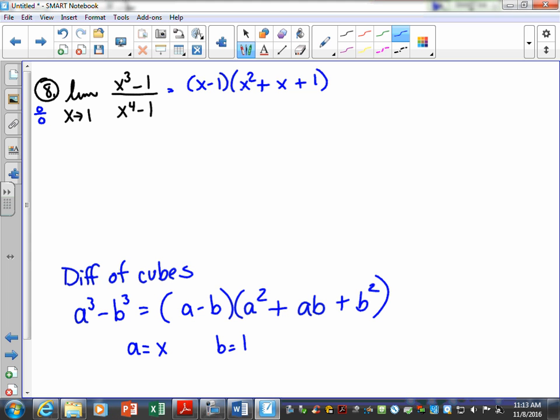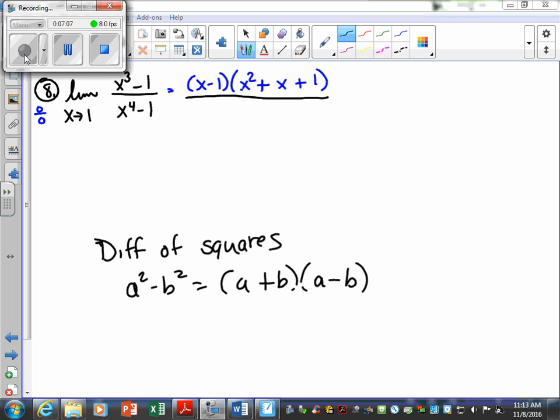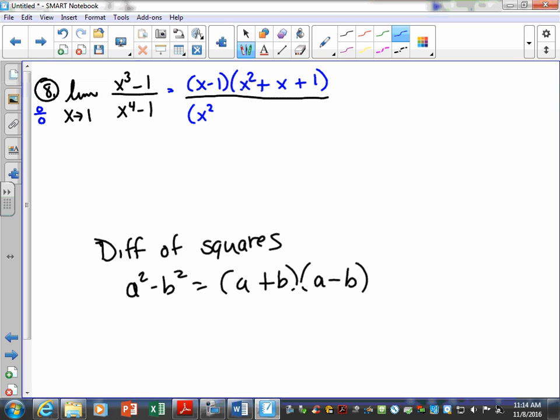and that would just be A minus B times A squared plus A times B plus B squared, so x minus 1 times x squared plus x plus 1. Okay, that's using our difference of cubes. And then we have a difference of perfect squares. Quick reminder on difference of squares: A plus B, A minus B. In this case, what's A? X squared, right? So then we would have x squared plus 1, x squared minus 1.